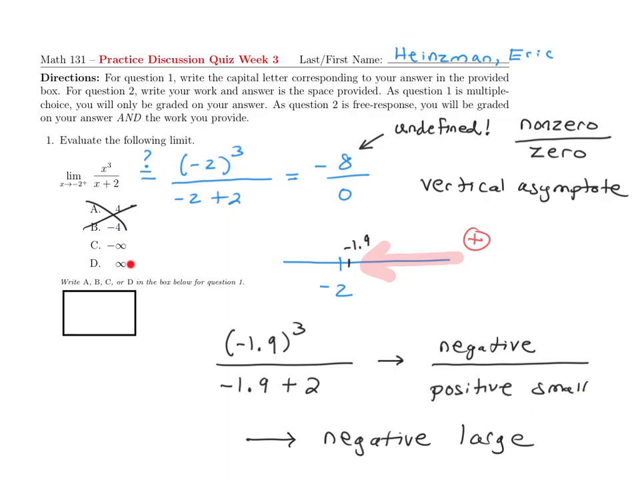So of the two remaining choices, which makes the most sense? Well, large has to be some type of infinity. I know it has to be negative, and therefore the correct answer is C. And so I'll put capital C in this box.